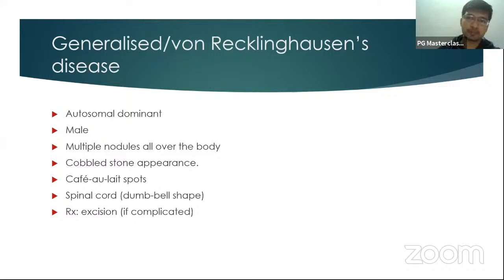Another type is the generalized neurofibroma. It is the variant of neurofibromatosis type 1. It is an autosomal dominant disease, which is present in 1 in 3000. Most commonly it is present in male patients. It occurs due to a mutation in the long arm of chromosome number 17.